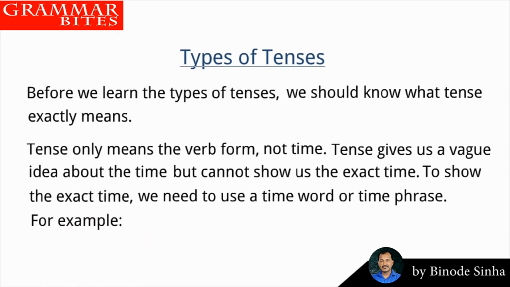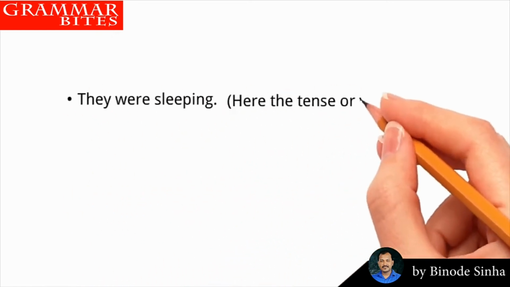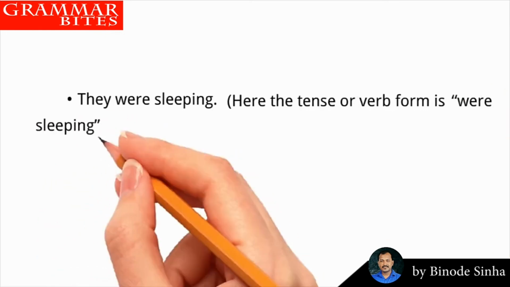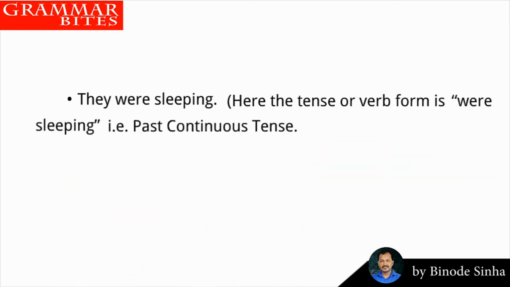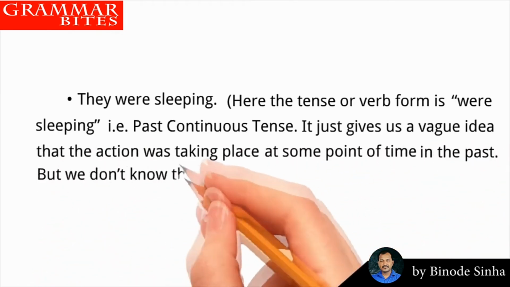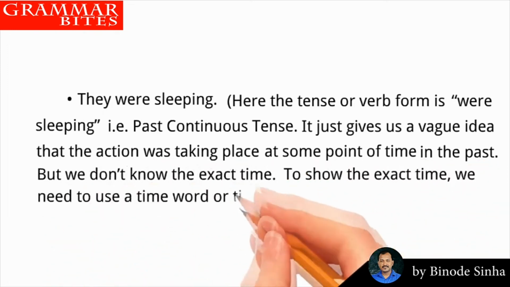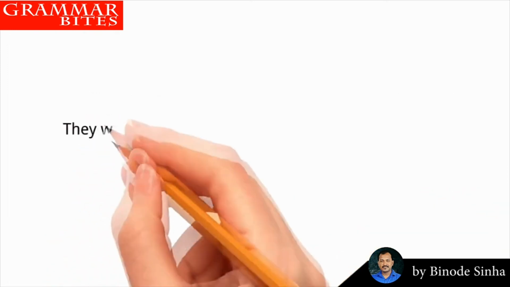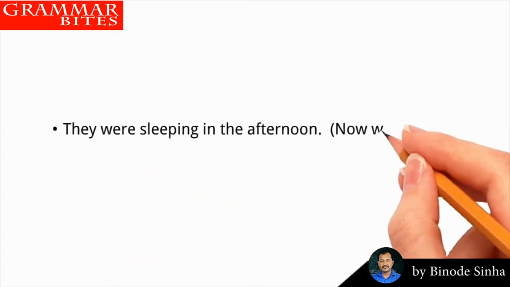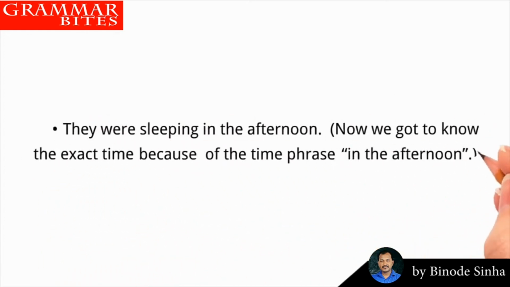For example, they were sleeping. Here the tense or verb form is were sleeping, that is past continuous tense. It just gives us a vague idea that the action was taking place at some point of time in the past. But we don't know the exact time. To show the exact time, we need to use a time word or time phrase. They were sleeping in the afternoon. Now we got to know the exact time because of the time phrase in the afternoon.